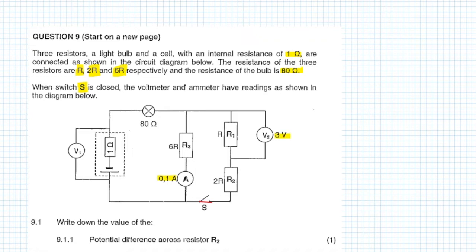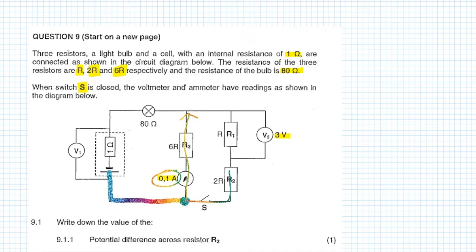Now before we go ahead and answer any of the questions, let's try to understand what is happening in the circuit as far as current is concerned. Firstly, we know that conventional current is going to flow out of the positive terminal of the battery. At this point, it's going to divide. So some of the current is going to go down this path through the ammeter and resistor 3, which has a resistance of 6R. This means that the current through resistor 3 is equal to 0.1 amperes.